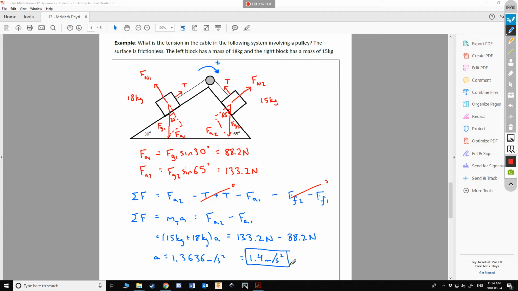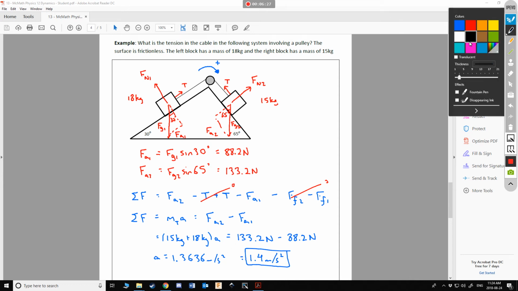Next part is we want to find out what is the tension in the blocks. And so this one doesn't matter. We can look at the 18 kilogram block, or we can look at the 15 kilogram block. I'm just going to do one of them. You should, on your own, see if you can solve for the tension in the other one. Again, the values should be the same because Newton's third law states that for every action, there's an equal and opposite reaction. So whatever value you find for one T must equal the value for the other T as well.